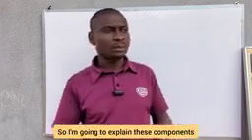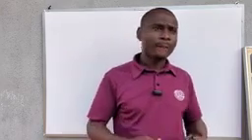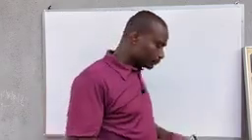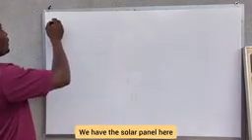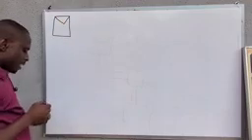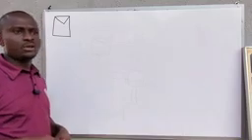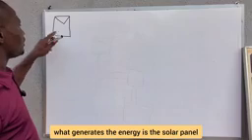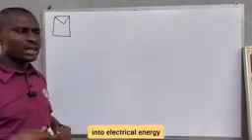So I'm going to explain these components to you using a block diagram. I call it the block diagram showing the components of a solar power system. So the first component that we have is the solar panel. We have the solar panel here. This is our solar panel. Now, the solar panel is the generator in a solar power system. So long as you call that system a solar power system, what generates the energy is the solar panel. The solar panel converts the sun's energy into electrical energy.